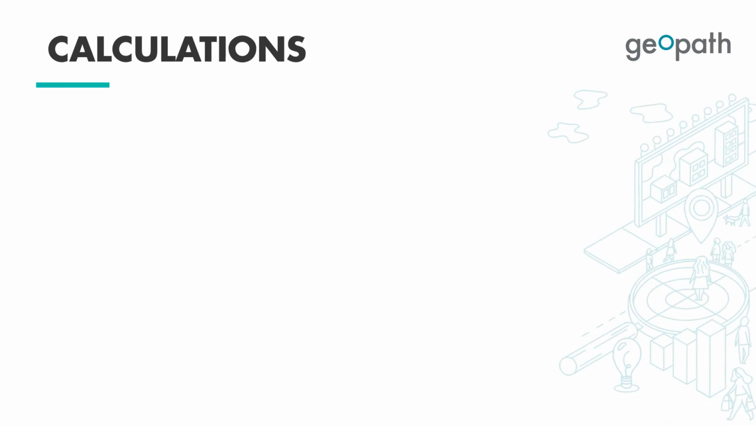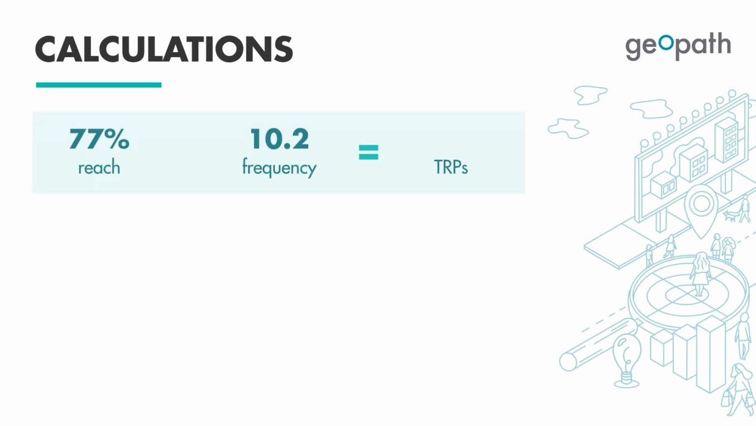Let's take a look at a few examples. Say we have a 77% reach in our universe with a 10.2 frequency. Let's take a minute and think about how to solve for TRPs. Remember the formula, reach times frequency equals TRPs, so 77% times 10.2 equals 785 TRPs. We can use basic algebra to solve for missing metrics.